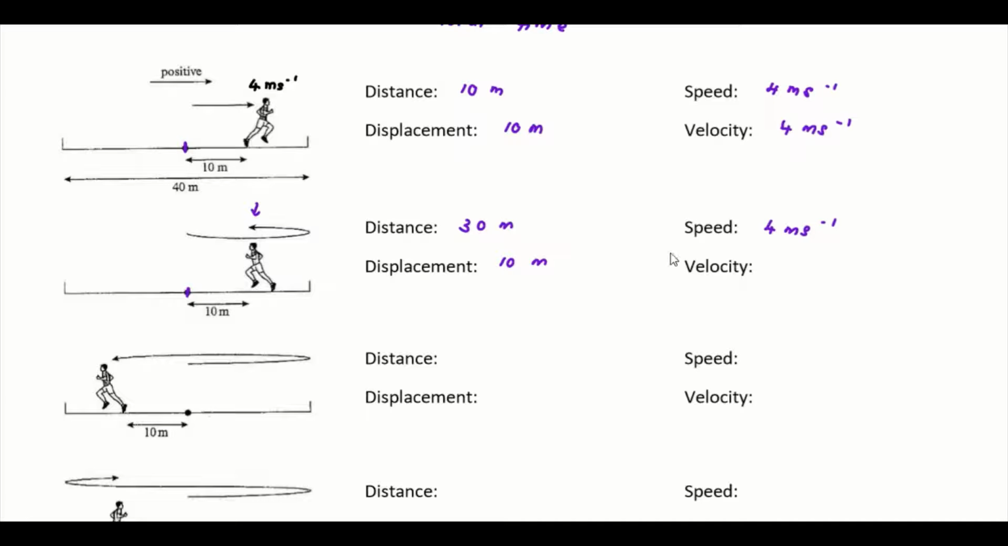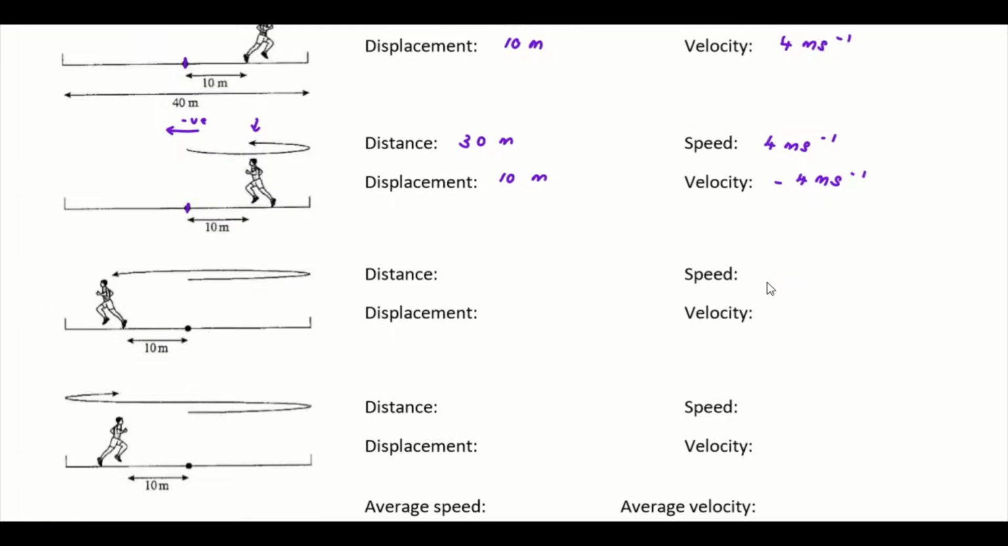For velocity now, this person is still at a position of positive displacement, but what is the direction of his motion? He's running in the negative direction. Because this is positive, this is going to be negative, so the velocity will be negative 4 meters per second. I hope you get the idea. With displacement, we talk about where the object is, so it is on the positive side. With velocity, we are talking about the motion, so he is running towards the negative direction.